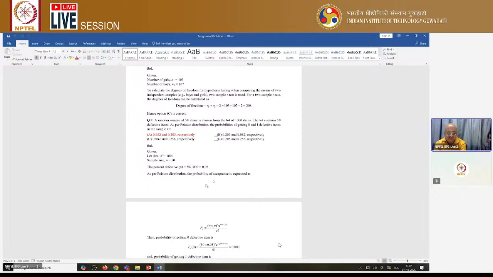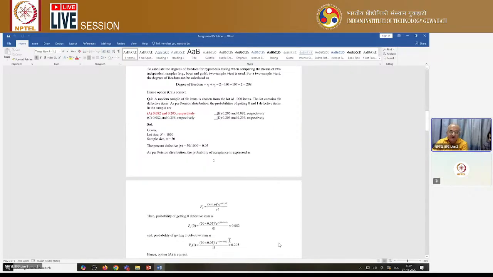Probability of acceptance is expressed as PA equals (np) to the power c times e to the power minus np, divided by factorial c. That means this is the formula for the probability that in such a situation I will get c defectives. So what is the probability of getting 0 defective items? PA(0) is 50 into 0.05 to the power 0 divided by factorial 0, and factorial 0 is this one.